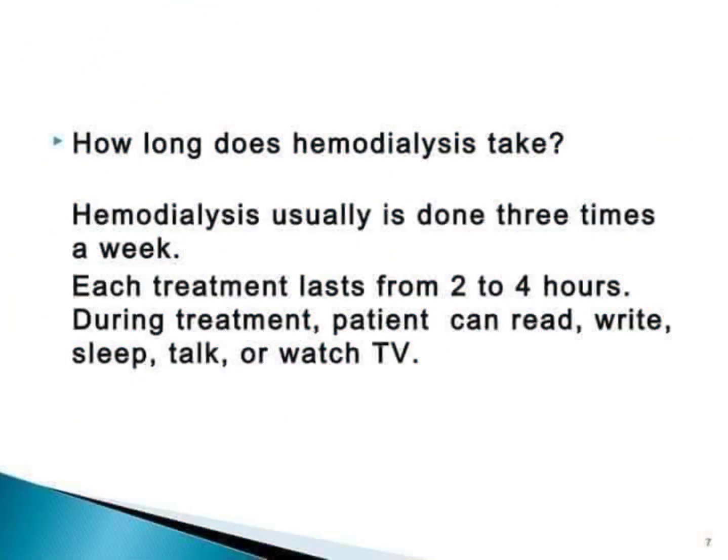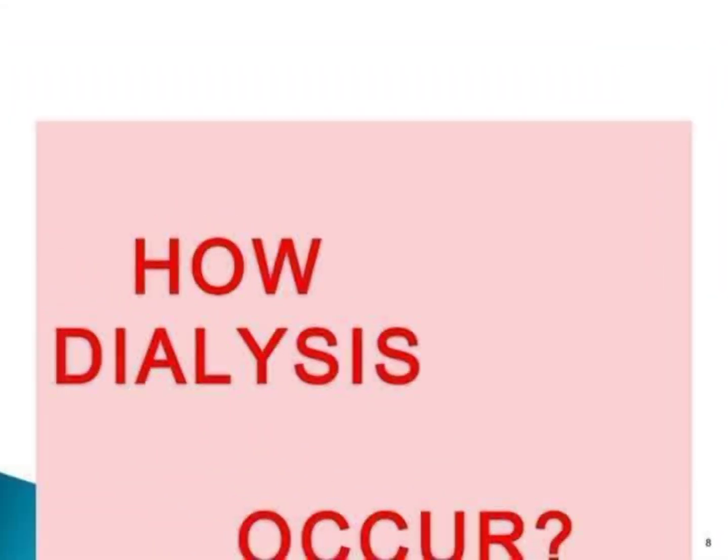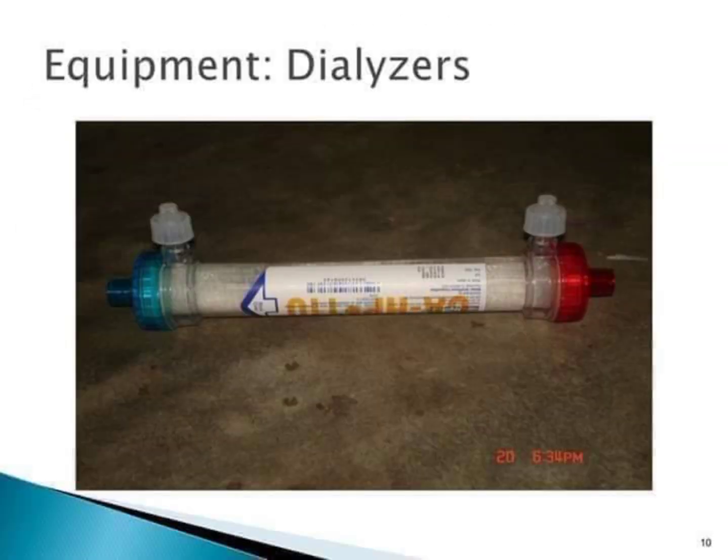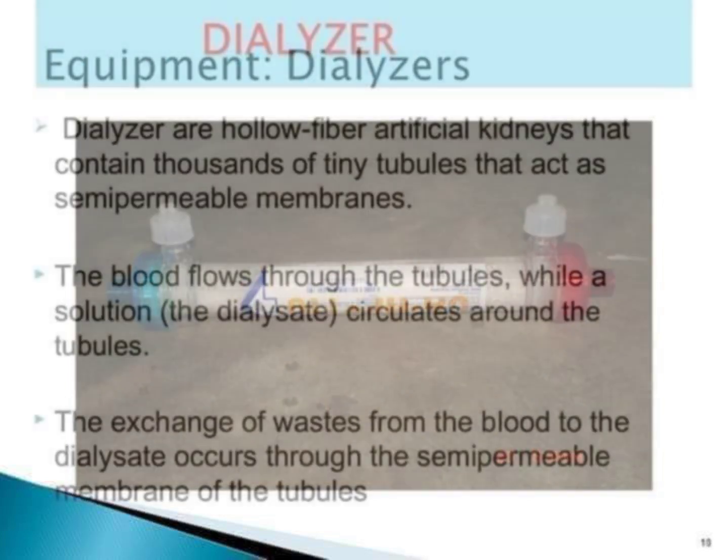How long does hemodialysis take? Hemodialysis is usually done 3 times a week. Each treatment lasts from 2 to 4 hours. During treatment, the patient can read, write, sleep, talk, or watch TV. How does dialysis occur? Blood flows to the dialyzer, the hemodialyzer machine, where filtering takes place, and then the filtered blood is returned to the body. In this picture, you can see what dialyzers look like.